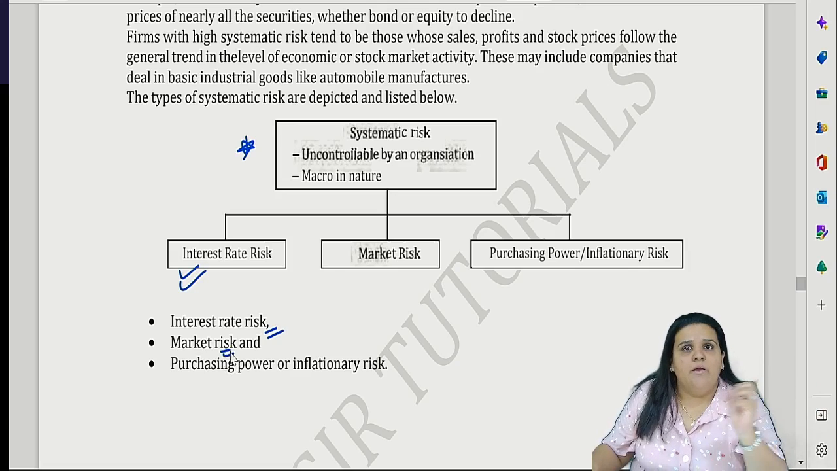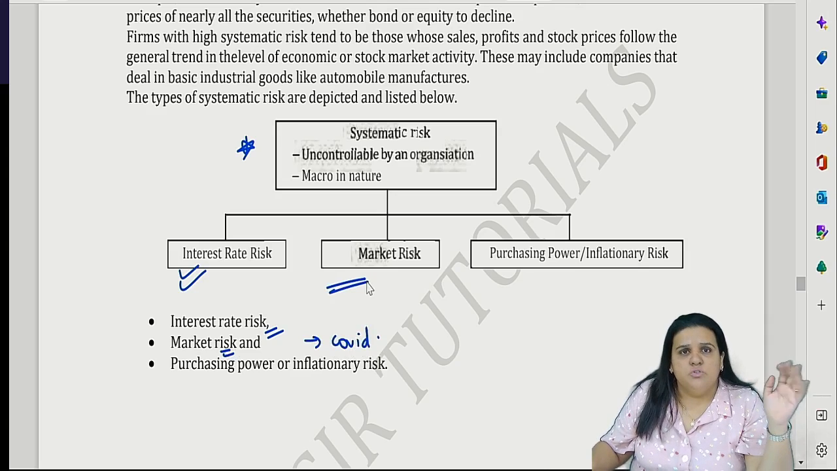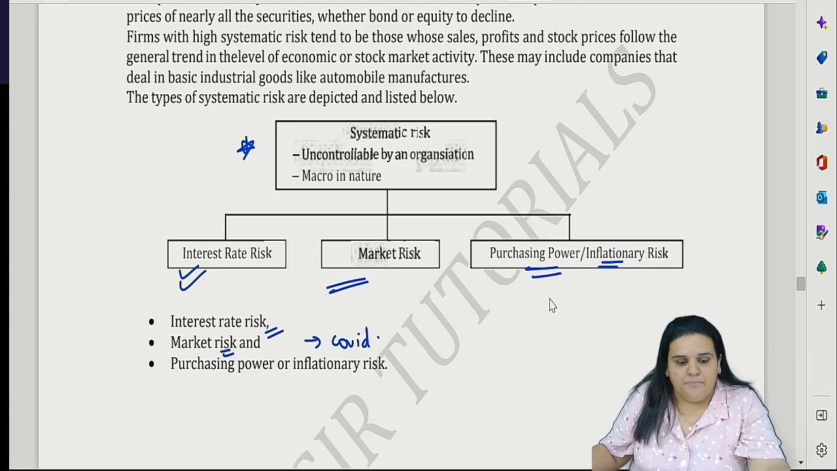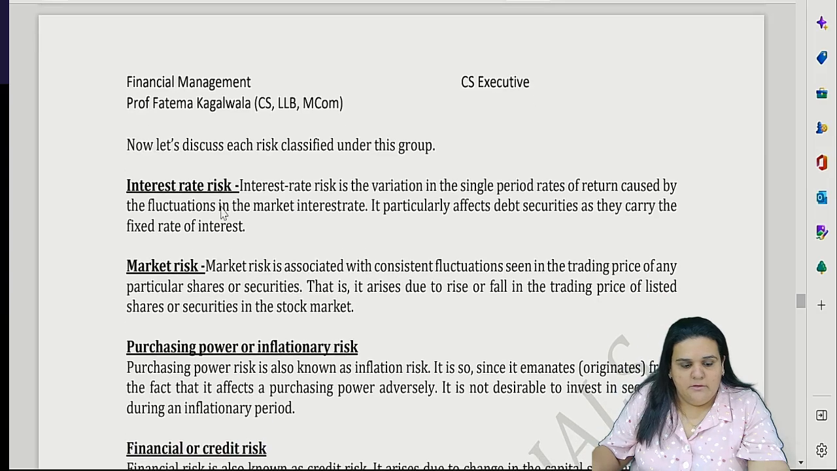Market risk. However good the company is, however good the trends are, nobody is buying. COVID is an example of market risk. Whoever had invested a lot of money must have been in a very bad position. And purchasing power or inflationary risk, wherein you do not have that much power to purchase because of a lot of inflation in the market. So these are the systematic risks. 1, 2 and 3, you can just read it.